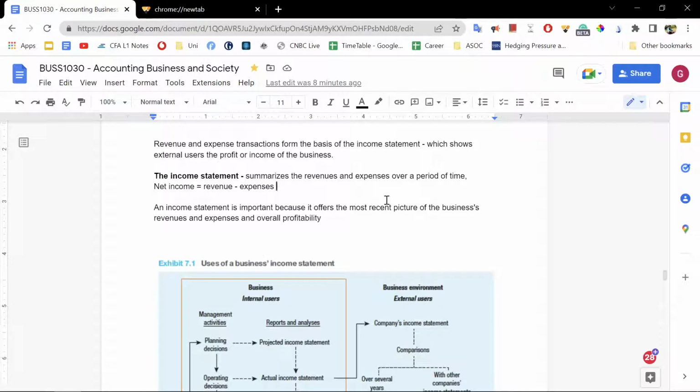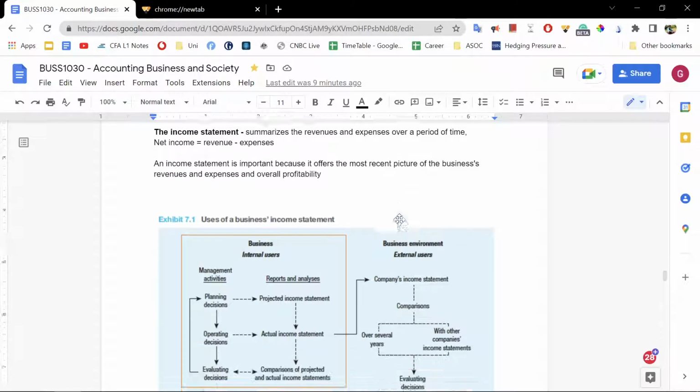The income statement summarizes the revenues and expenses over a period of time. So it shows net income equal to revenues minus expenses. An income statement is important because it offers the most recent picture of a business's revenues and expenses and overall profitability. So income statements really show the performance of a company, how inflows and outflows, potentially the incomes and expenses, revenues of the company are interacting with each other.